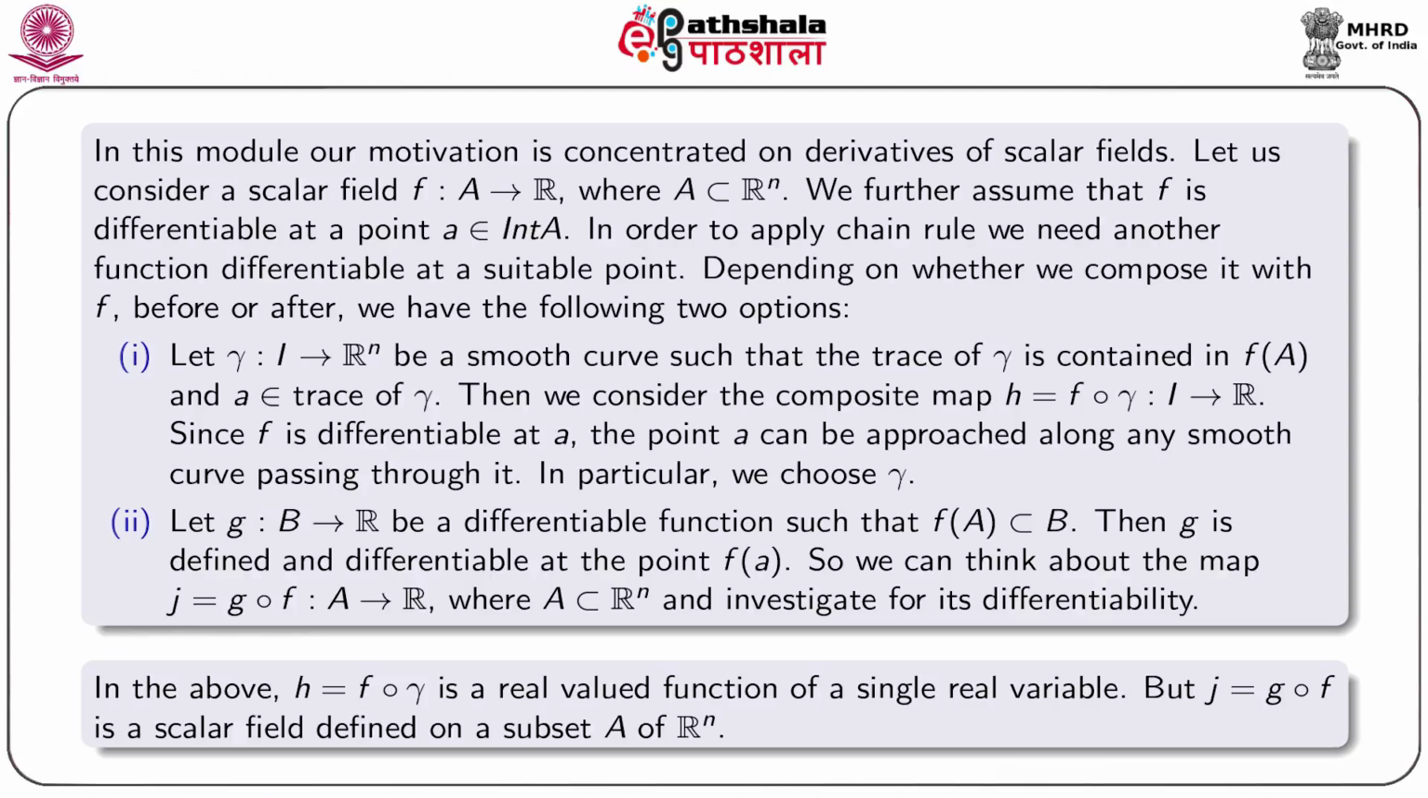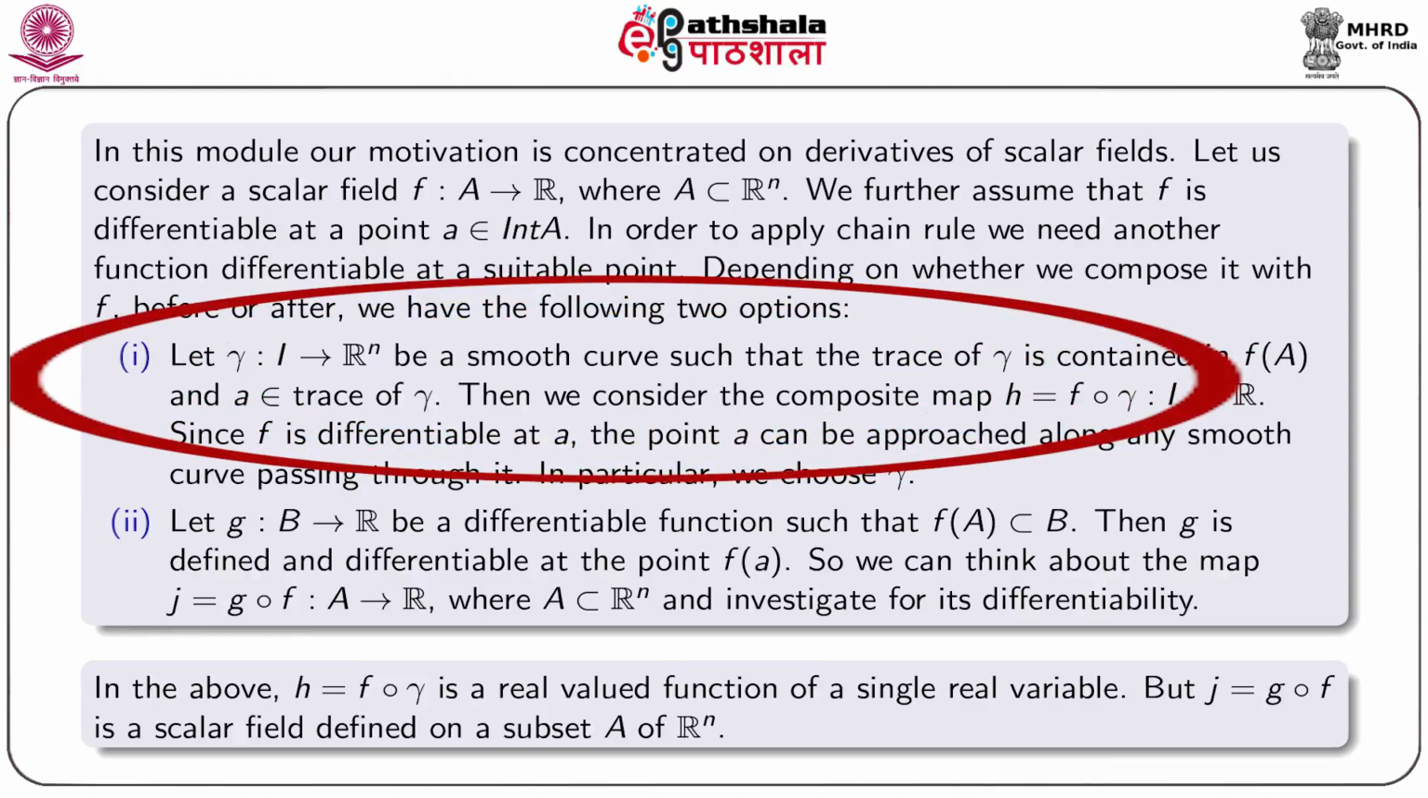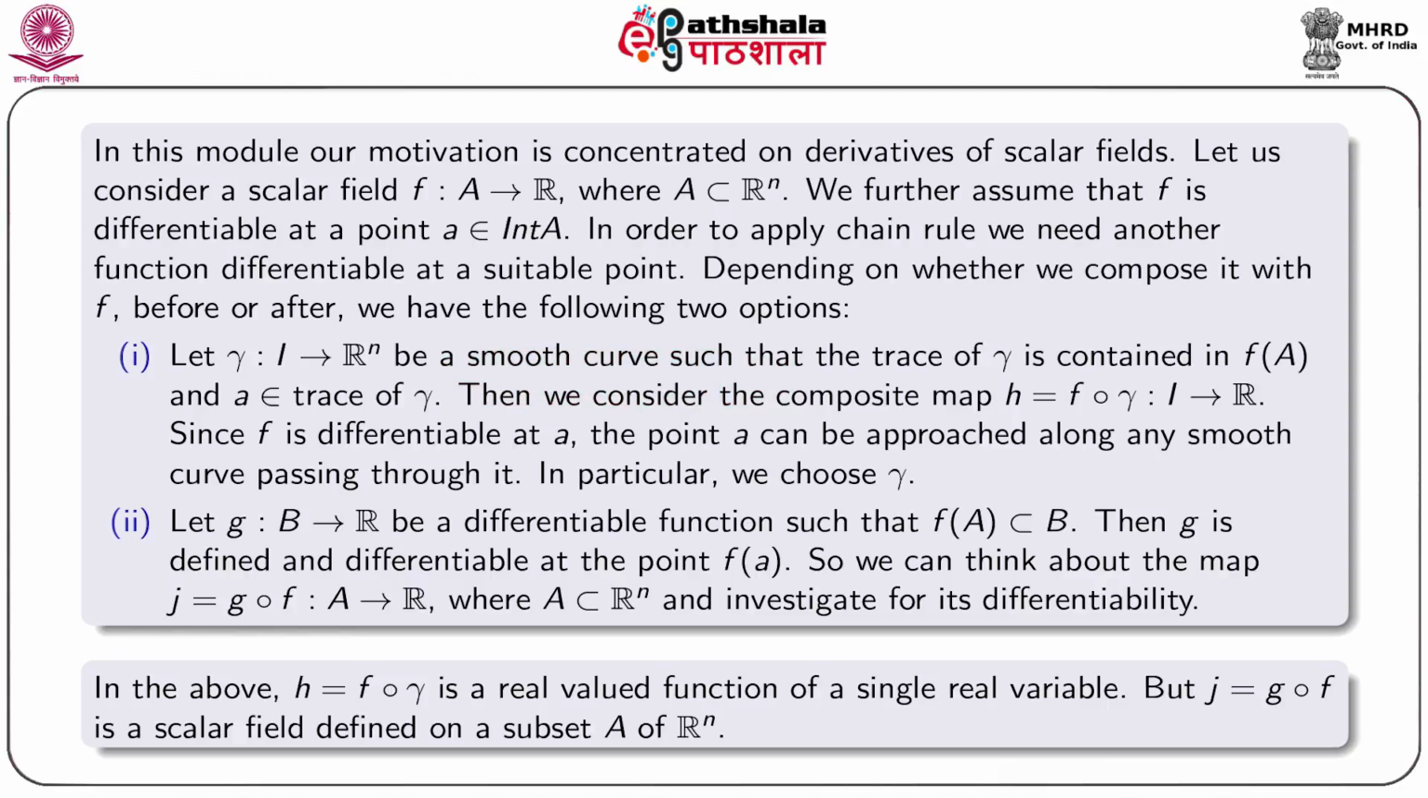First option, let gamma be a smooth curve, that is a map from an interval I to R^n such that the trace of gamma is contained in A and a is a member of trace of gamma. Then we consider the composite map H defined by F compose gamma, which is a map from I to R. Now, since F is differentiable at a, the point a can be approached along any smooth curve passing through it. In particular, in this case we choose gamma.